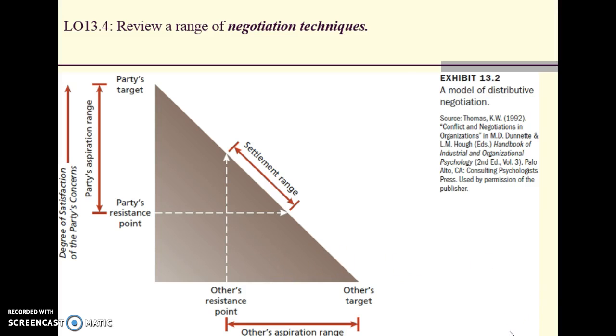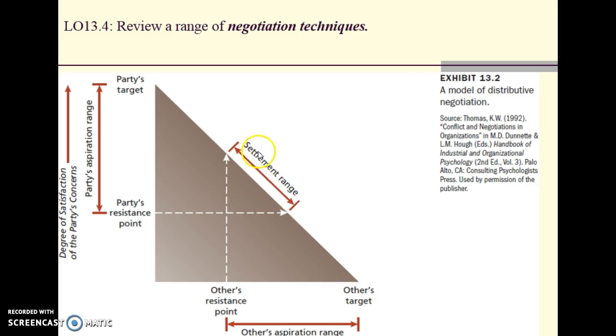Here we see a graph, an overview reviewing a range of negotiation techniques. On the vertical axis we have the party's target, party's resistance point, party's aspirational range, degree of satisfaction of the party's concerns, and the others' aspiration range, others' resistance points, and others' target.